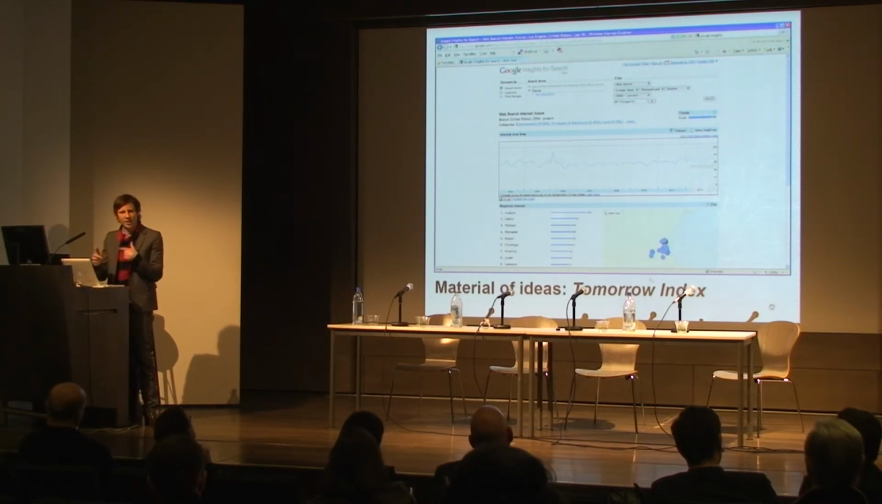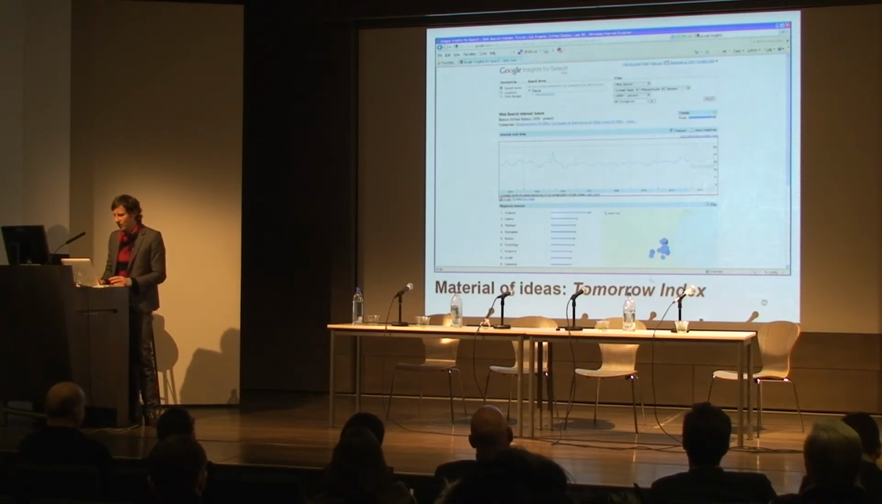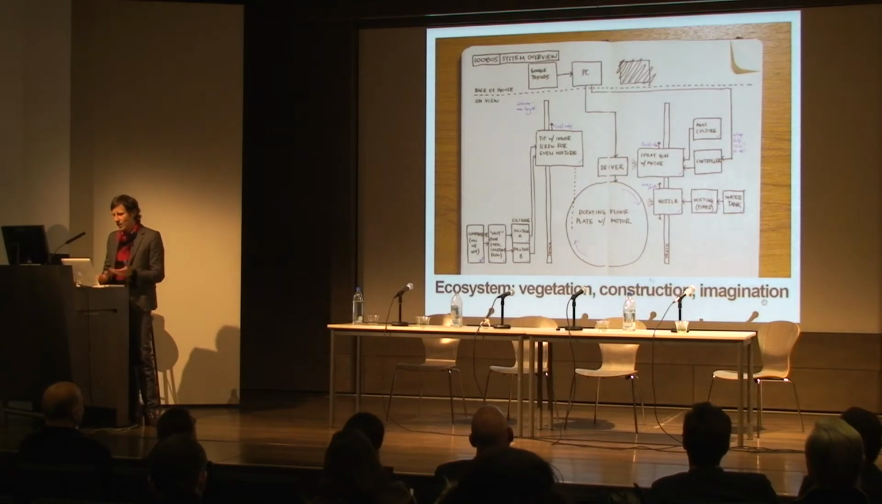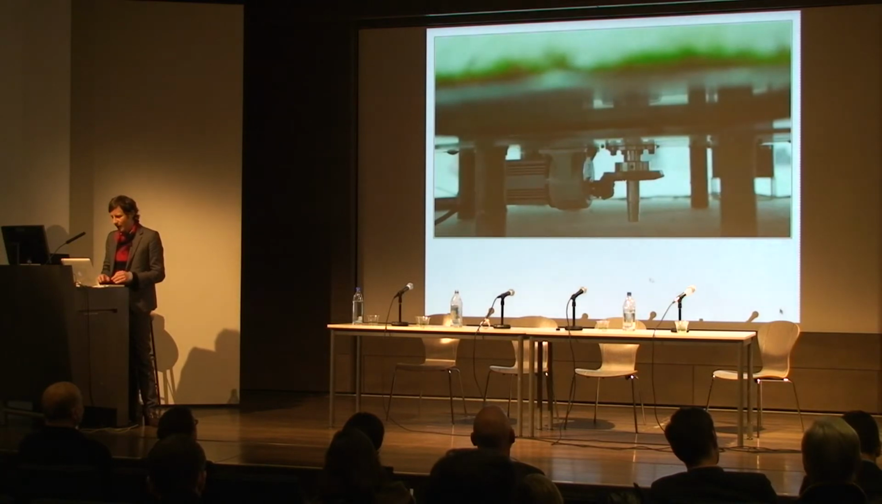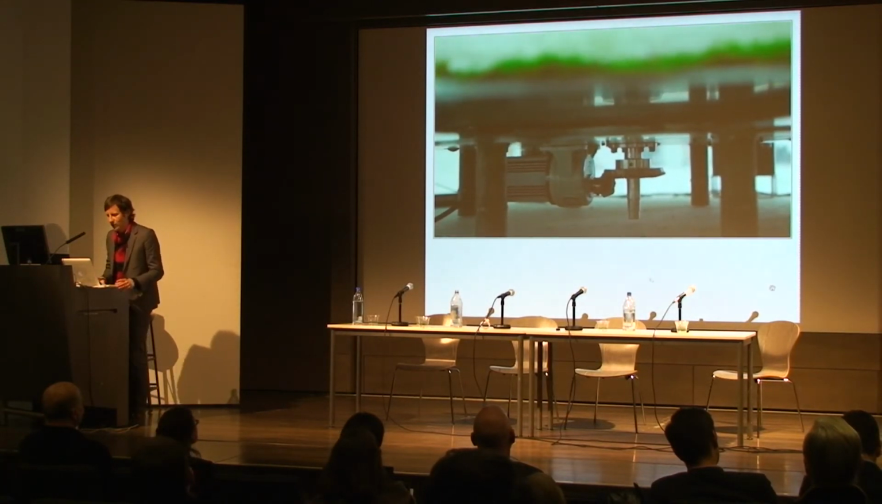In this case, we're basically monitoring a certain neighborhood of a city, what their web searches are for forward thinking, for terms like the future, environment, and construction. And we basically have created a kind of ecosystem that's guided by forces of vegetation, by construction, and by human imagination. This will just give you a sense of the contraption, the kind of physical contraption we created.